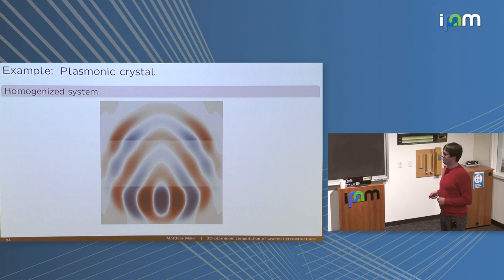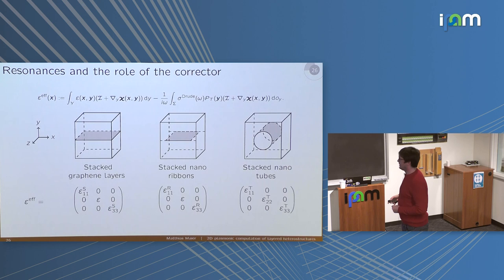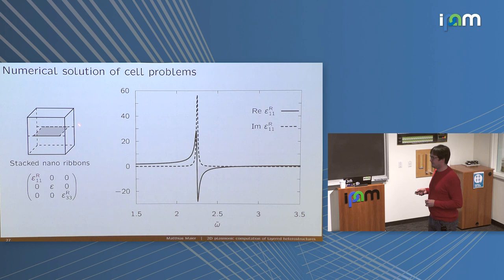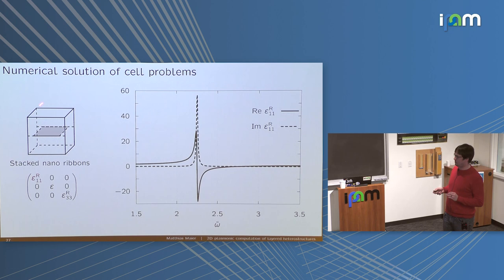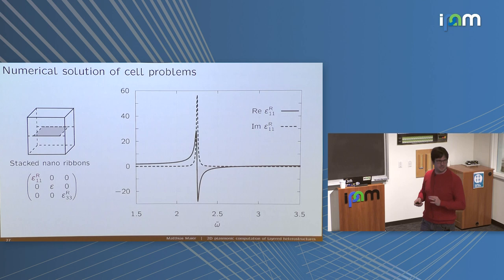And maybe in the interest of time, I would just comment very quickly on configurations like nano ribbons. The fact that you create something that's not a flat sheet will create a huge corrector, and this corrector sees exactly the surface plasmon resonances that will show up in your effective permittivity.